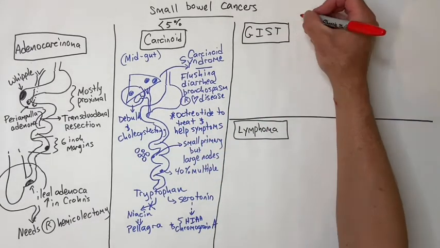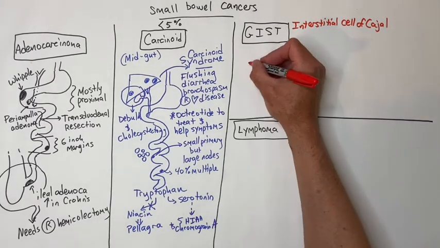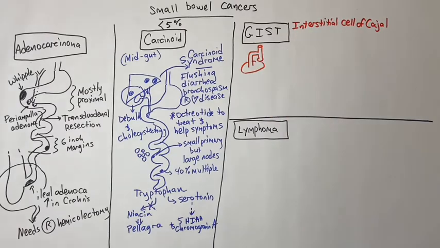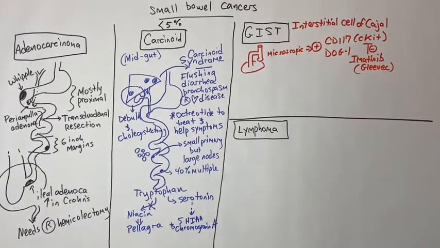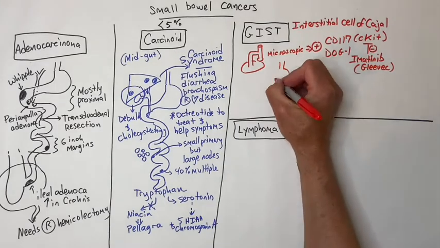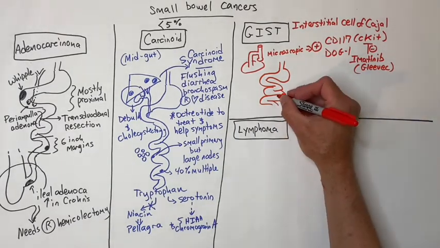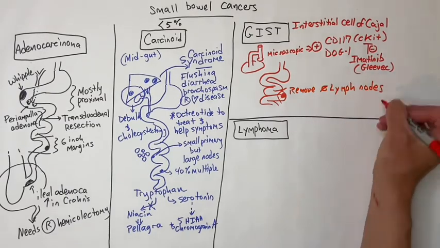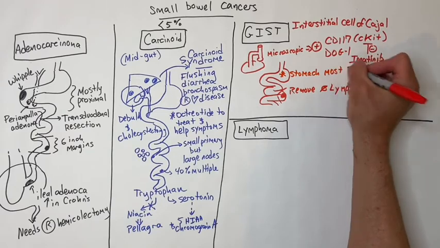GIST tumors are from the interstitial cells of Cajal. They are CD117 and DOG1 positive on immunostains, and most of these contain the c-KIT mutation, against which Gleevec or imatinib is targeted. Remove GIST tumors of the small bowel to prevent bleeding, obstruction, and intussusception. No lymphadenectomy is needed. Remember that gastric GIST is the most common location though.